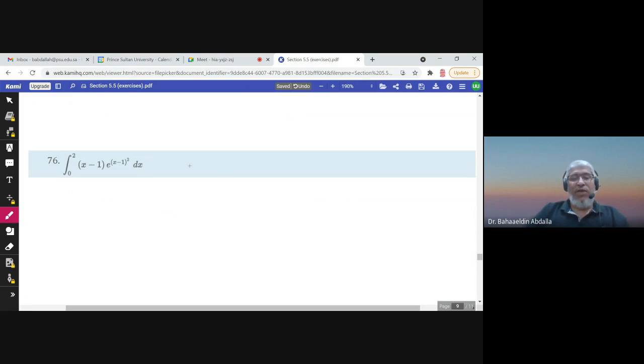I take u here to be x minus 1 to the power 2, all the power of e. And let us see whether the derivative is there or not. What is the derivative of this? Using chain rule, this is 2 times x minus 1 times the derivative of x minus 1, which is 1, times dx. Well, I have x minus 1 times dx. I need 2. So it would be half.